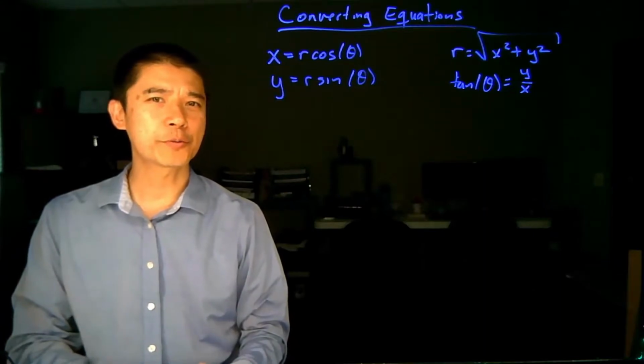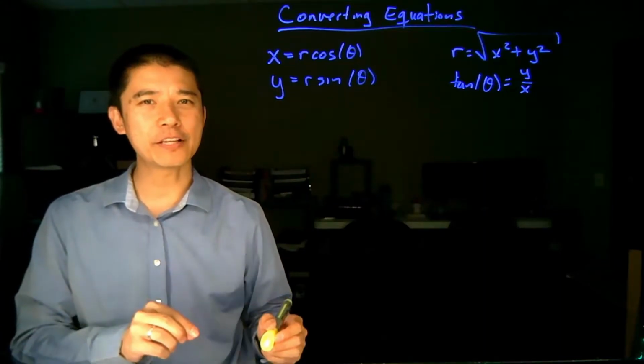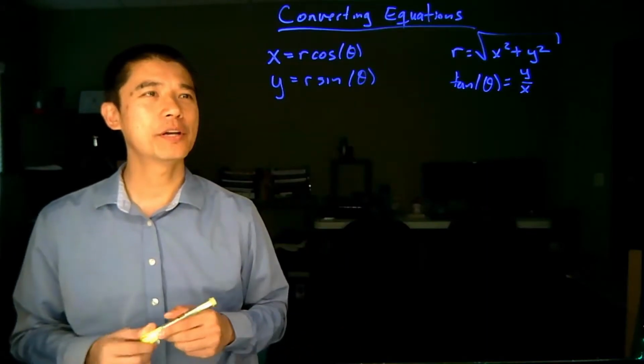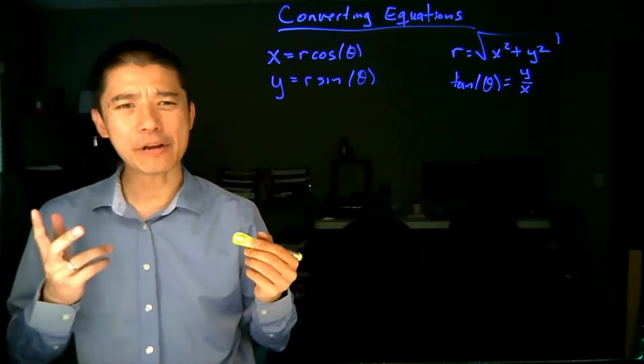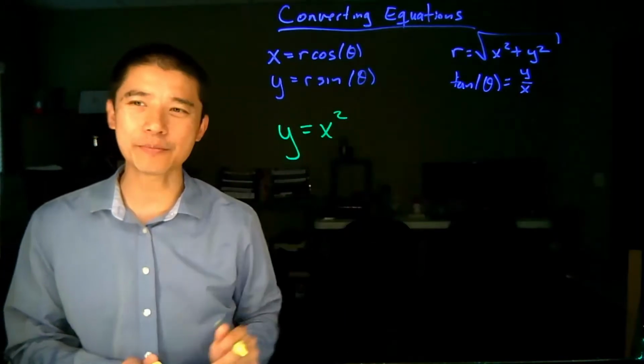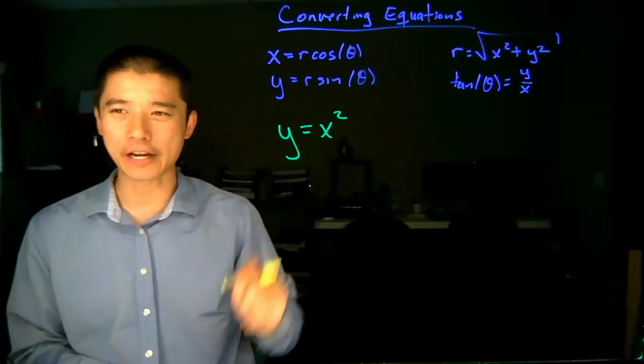One of the other skills we're going to need to develop is the ability to translate equations from polar form to Cartesian form. Now, what does that mean? When we say we have a Cartesian equation, we mean we typically have something like y equals x squared, where the variables are x's and y's.